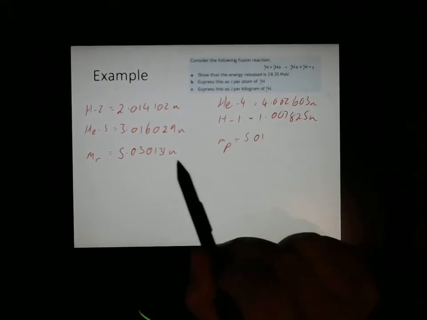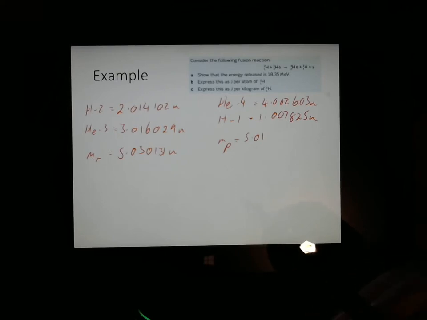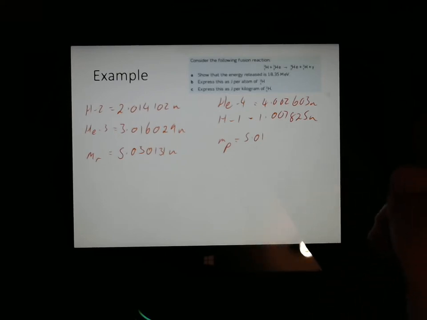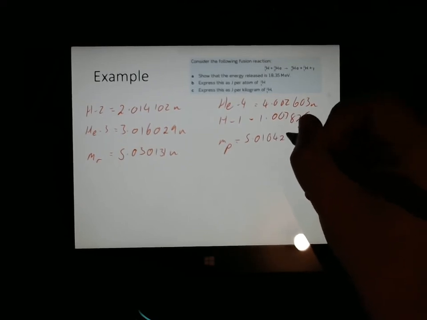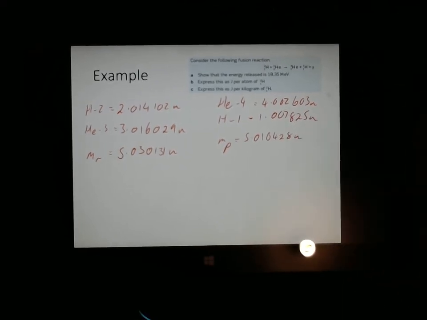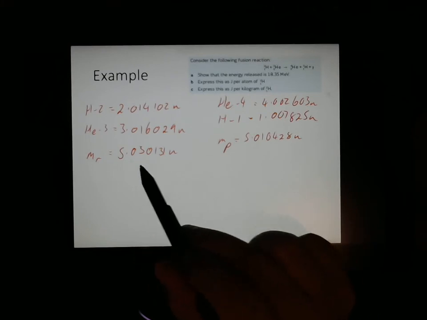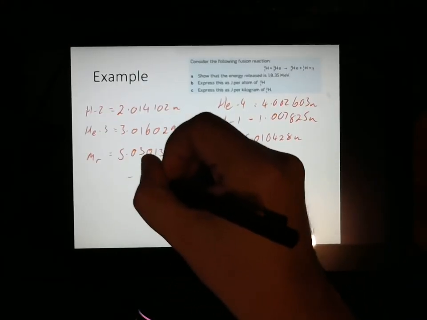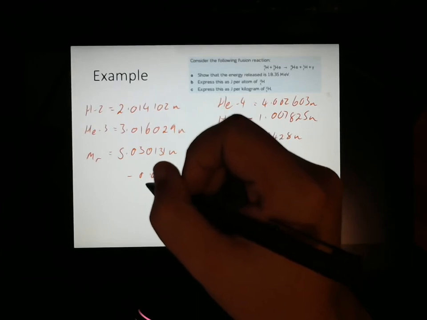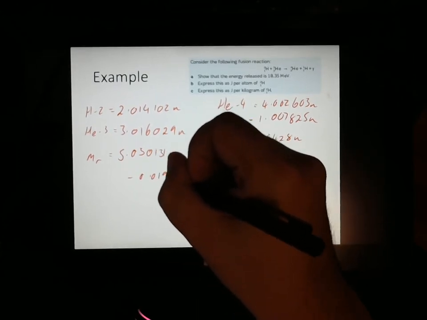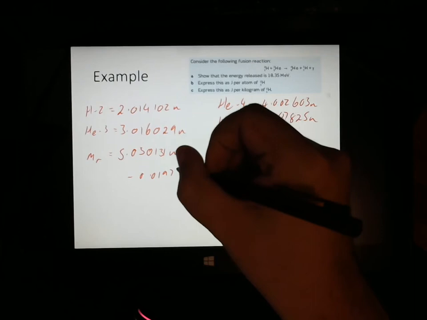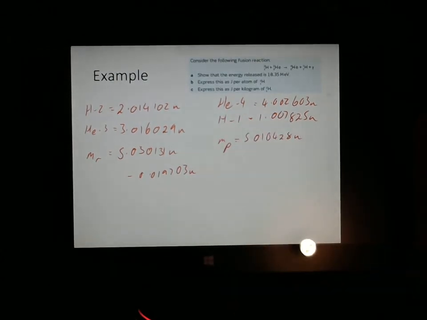So you can see here the difference is at the second decimal point. 5.01042804280428. And if we take the mass difference of these, so this is our final, this is our initial, the difference will be something like negative 0.019703. You might go, well, how could we lose mass? Remember that mass is being converted into energy.